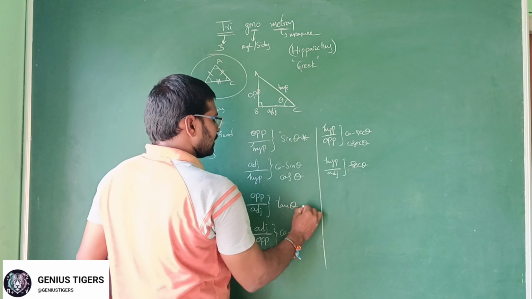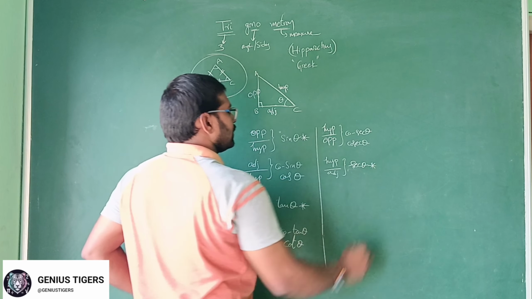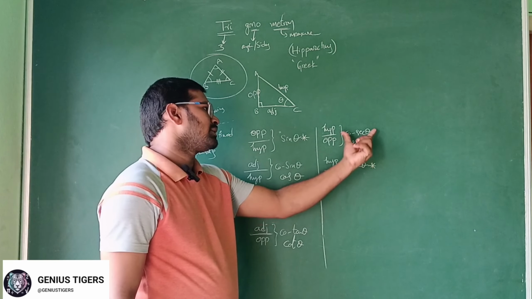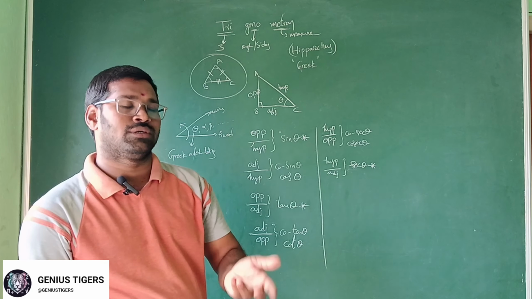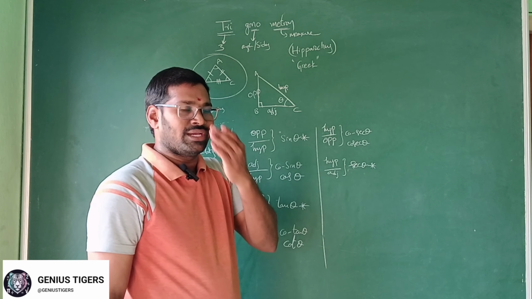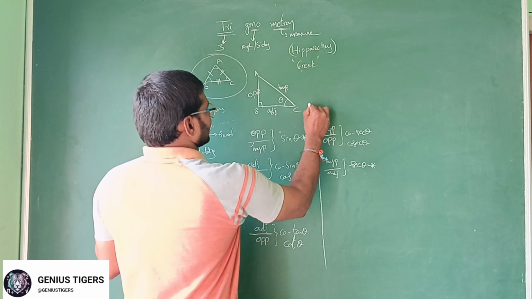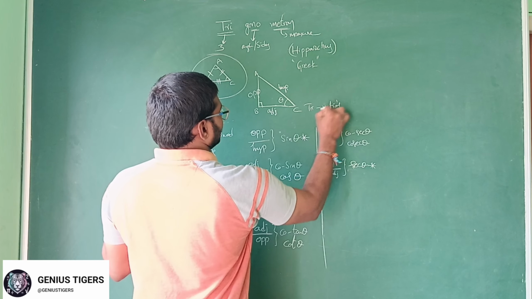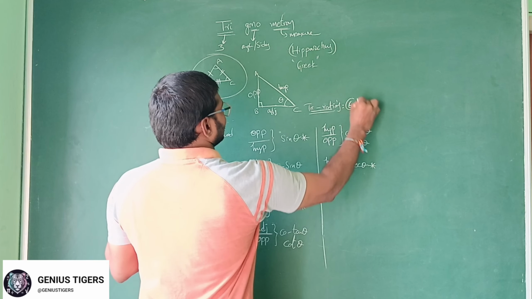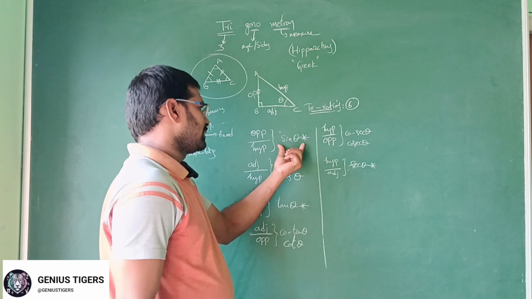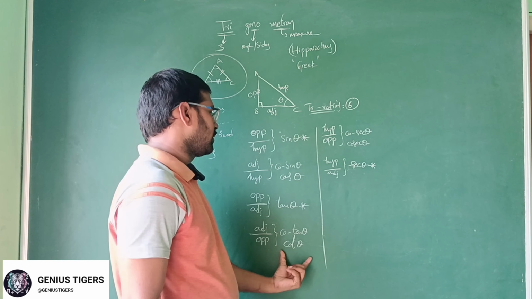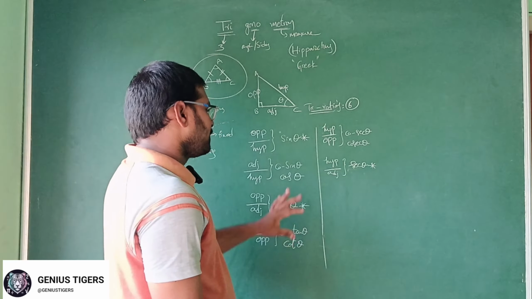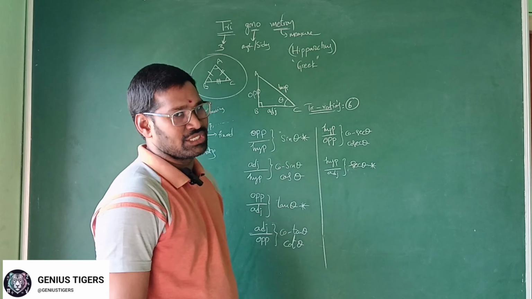Here sin theta, tan theta and secant theta, you can add cosine theta, cot theta, cosecant theta, and then we get three more ratios. Finally, these all are the six trigonometric ratios: sin theta, cos theta, tan theta, cot theta, secant theta, cosecant theta.